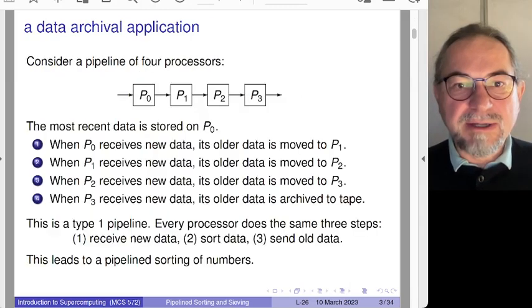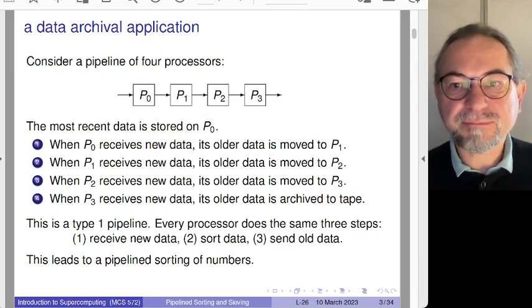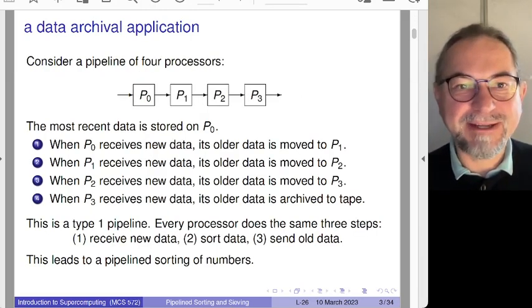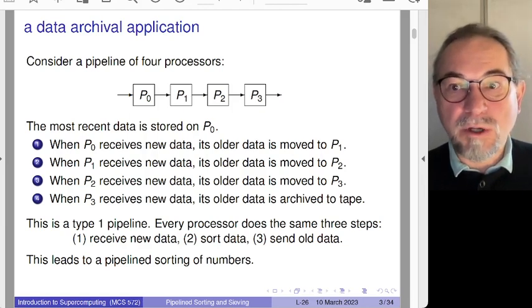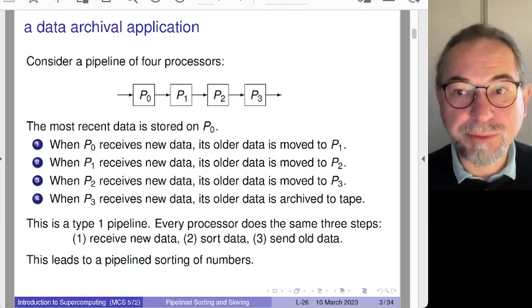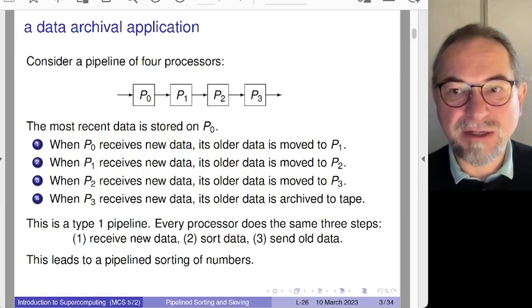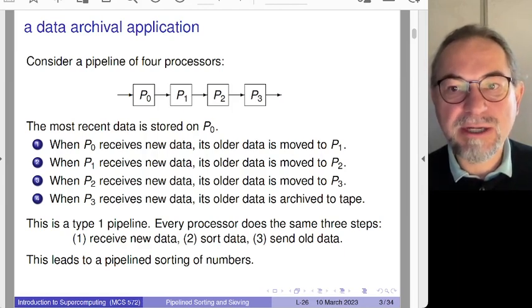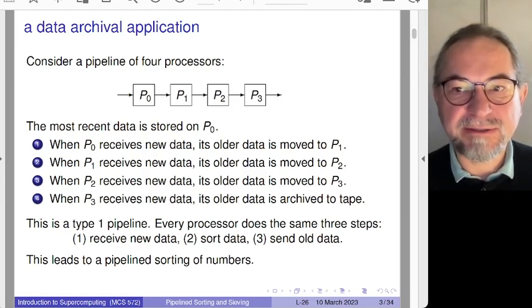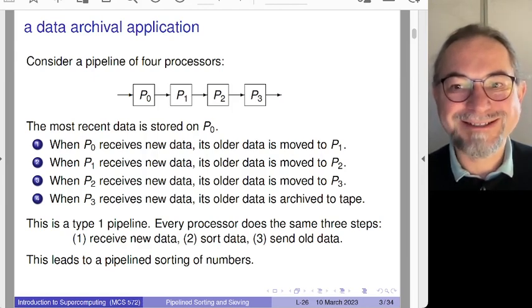Okay, so let's look at the big picture of data archival. So one motivation for supercomputing, for using many computers in a network, is that one has a data set that is simply too large to be stored on one single computer.